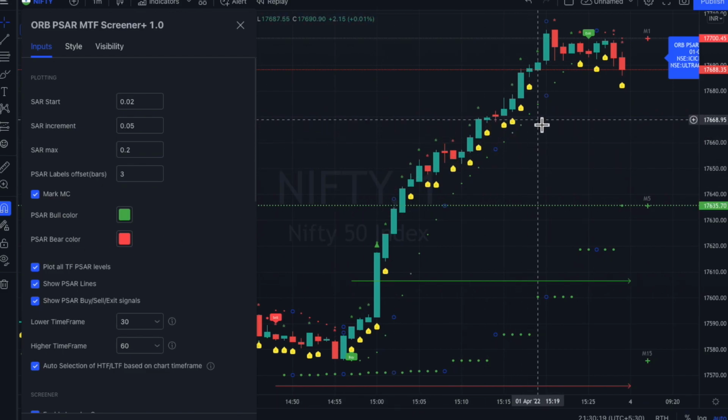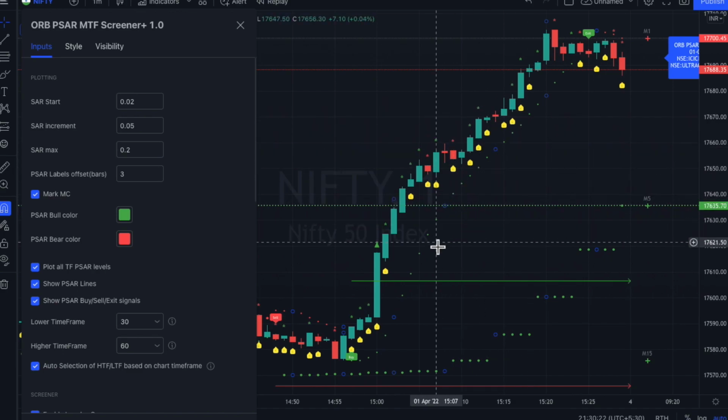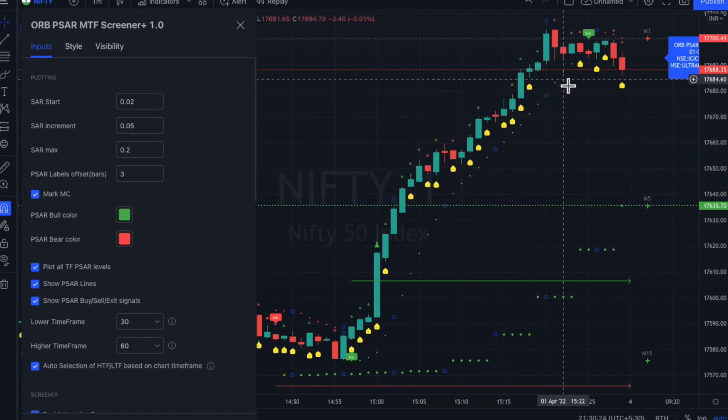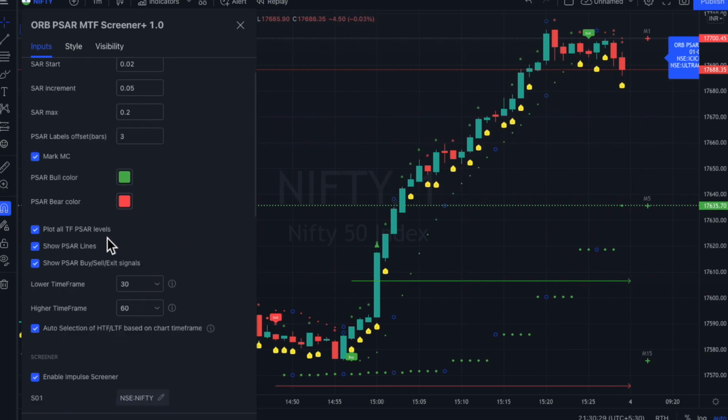The bool color and back color means the color of this particular circle, the levels of this particular indicator, will change based on these colors. Now there's another option here which says plot all time frame PSAR levels. Since it is ticked by default, you see various levels here. There's an M1 level here, a 5-minute level here, a 15-minute level here. So these are the 3 levels shown here on multi-time frame. That means in this particular chart, which is a 1-minute chart, you're able to see the 5-minute PSAR also, and also the 15-minute PSAR.